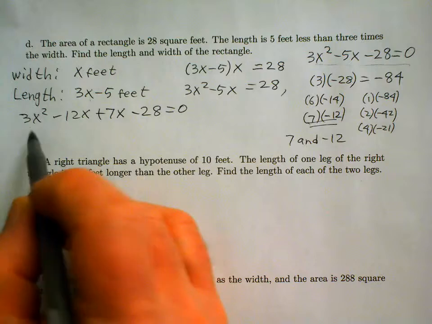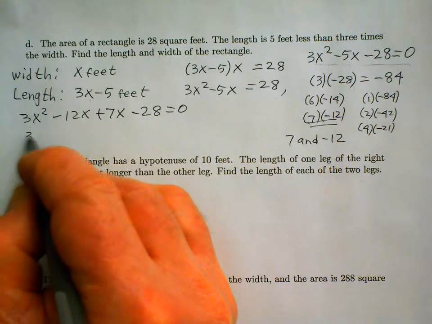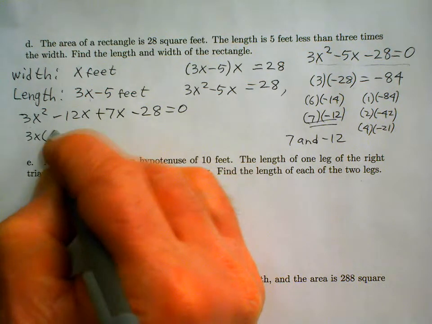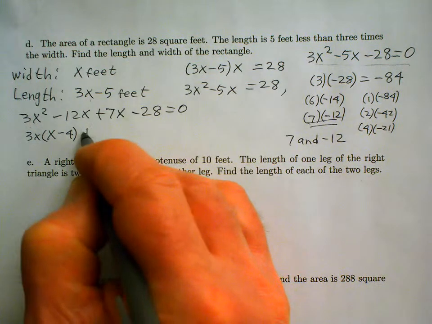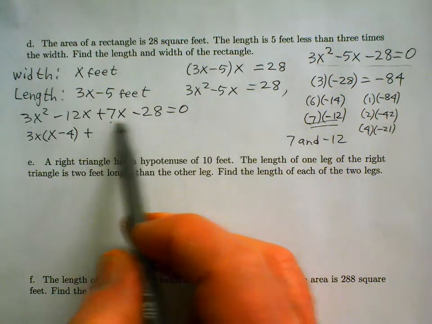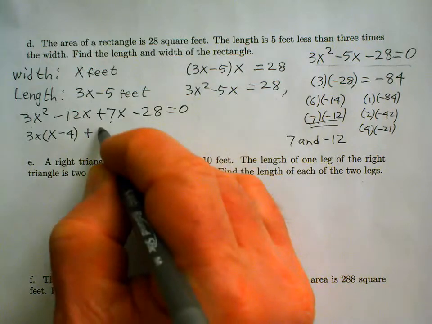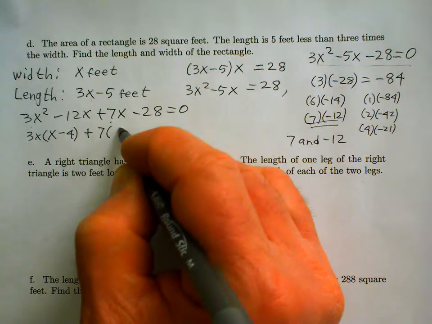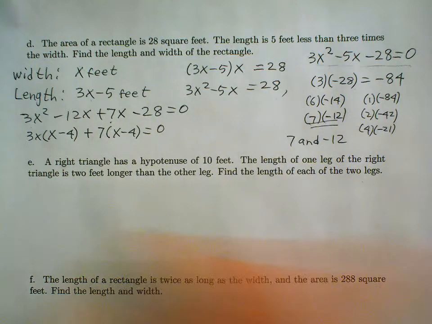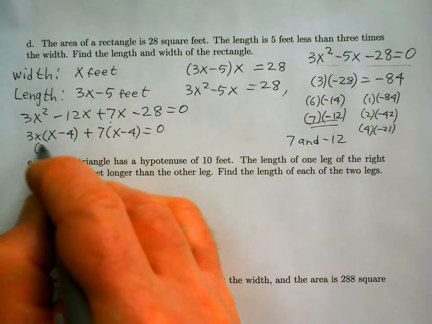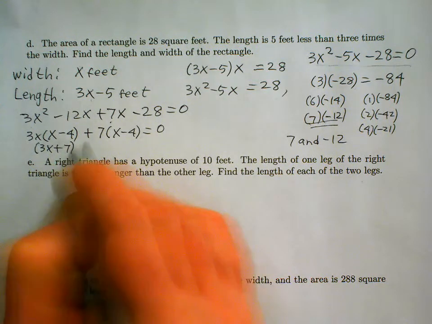Out of the first two terms, the greatest common factor is 3x. The binomial is x minus 4. The middle operator is addition, and then out of 7x minus 28, the greatest common factor is 7, and then x minus 4. We get two factors, 3x plus 7 and x minus 4.